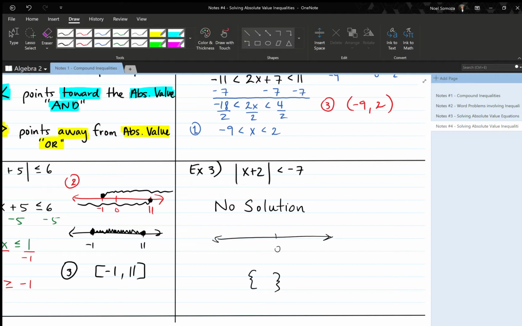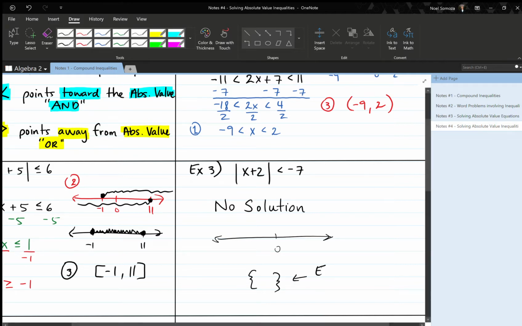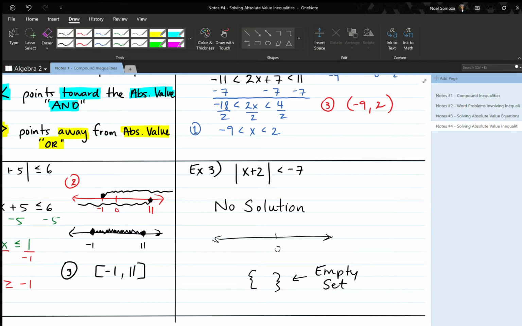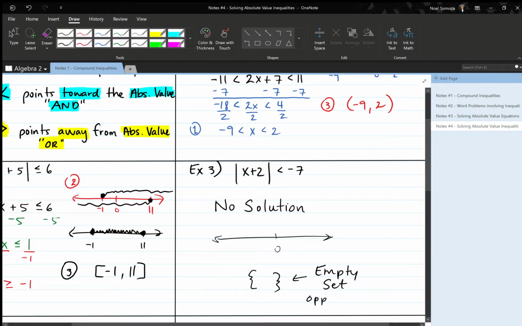All right. So there's a college math tidbit right there. Empty set. Why? Because it's a set of solutions where nothing is inside. So it's like all real numbers, but the opposite of that. Empty set is the opposite of real numbers.